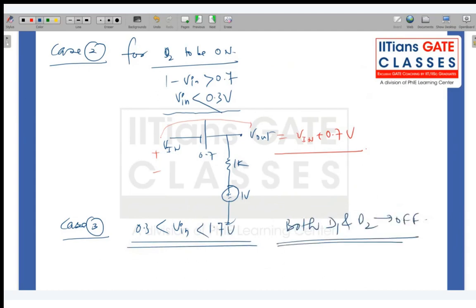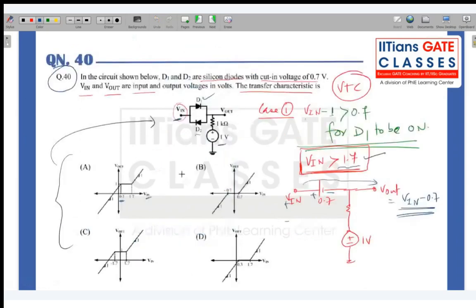In that case, looking at the options now, these are the two boundaries you will get: 0.3 and 1.7 for the input. Between the two, both diodes are off, so the output will always be 1. In which option is this criterion given? First of all, option C will not be correct, so you can eliminate it straight away. Here, between 0.3 and 0.7, the output is 0, so this is also not correct. So directly you can say option A is the correct choice, and everything is satisfied.